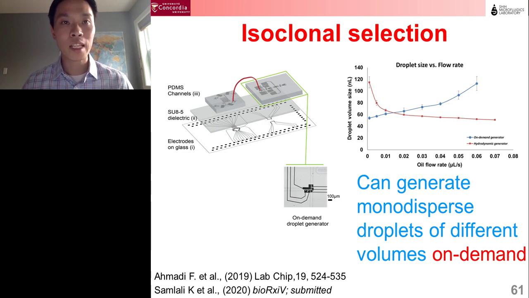So to give you more detail, our device consisted of two parts. One part is that you can create this on-demand droplet generator. And so essentially here you can generate monodispersed droplets of different volumes on demand. And we compared it to the typical hydrodynamic focusing way of generating droplets. And you can see here, essentially you can have a range of volumes that you want with the on-demand generator.